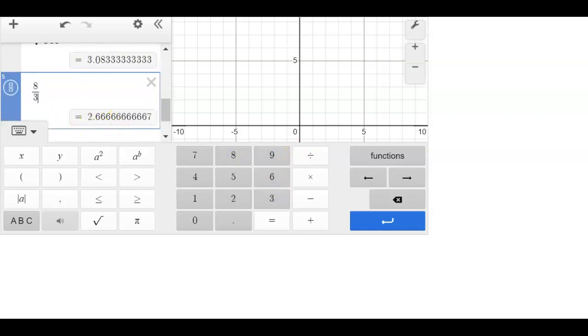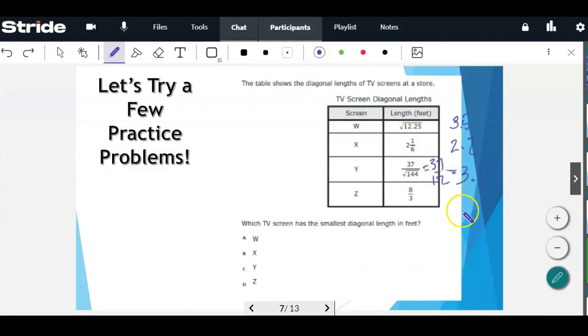2.66 repeating. So we're going to put that as 2.7. Smallest one. All right, so it's got to be 2 point something because 3 is bigger than 2. So we're going to eliminate this one and this one. So it's not A and it's not C. All right, so then we have to look at, it's 2 point, is it either 2.2, which is X, or 2.7? 2.7 is definitely bigger. All right, so that's going to be Z.